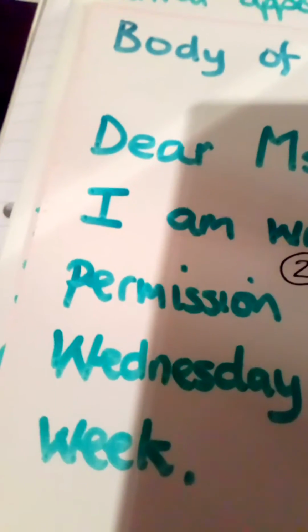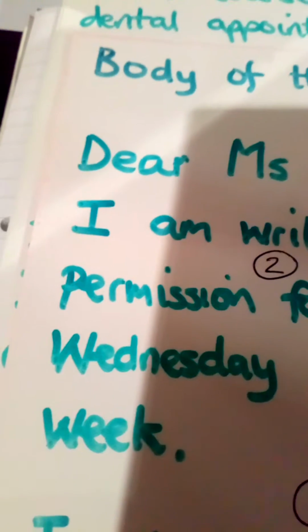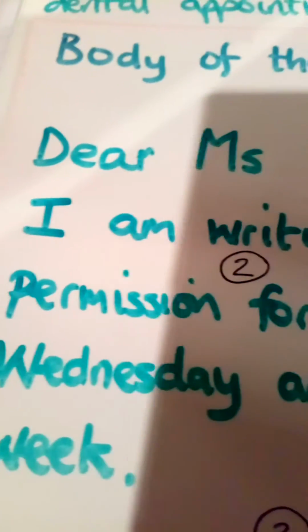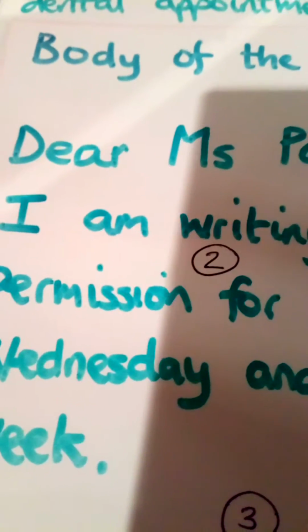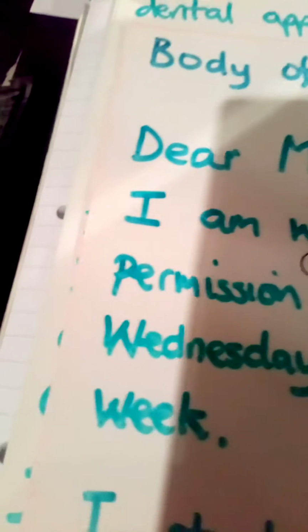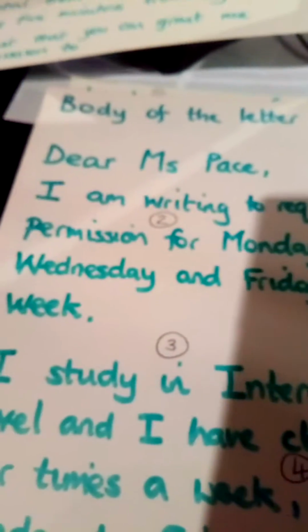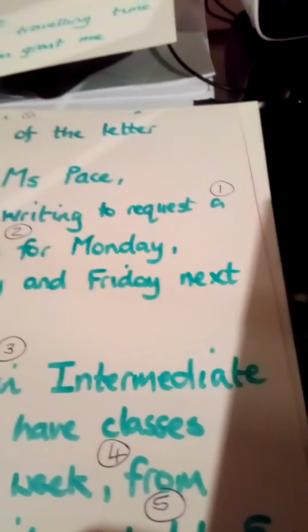is what you did at the bottom. What are you writing permission for? So the question is, what are you writing permission for? So we don't write the word for in our answer. I'm writing to request permission to, and then you did it at the bottom, leave my classes early. So I'm writing to request permission to leave my classes early on Monday, Wednesday and Friday next week.